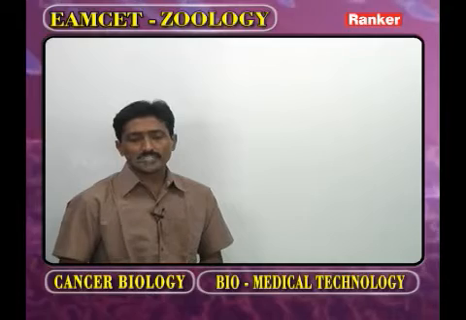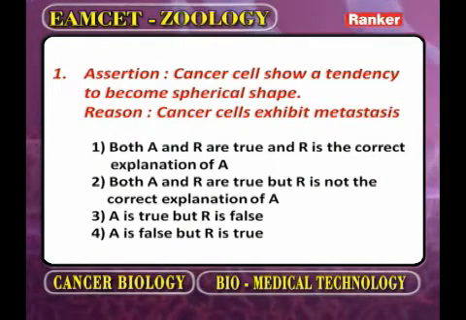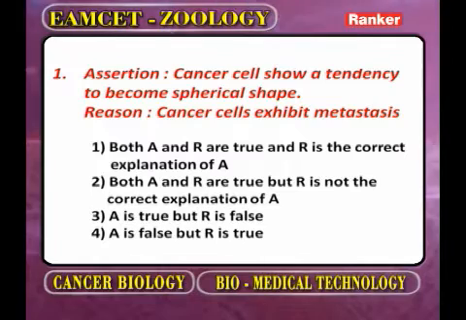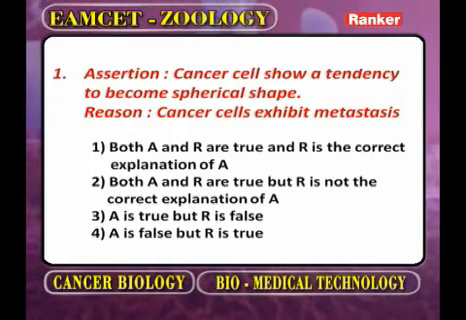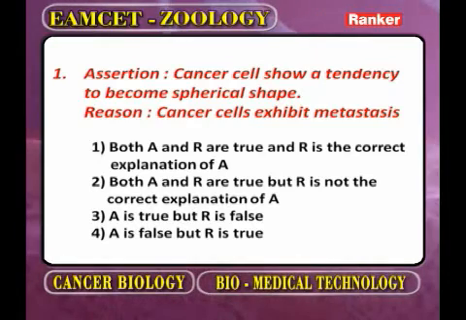now the assertion is: the cancer cell shows a tendency to become spherical shape. The reason: cancer cells exhibit metastasis. Again I am repeating the assertion: the cancer cell shows a tendency to become spherical shape. Now how does our body get the cancer or tumor?